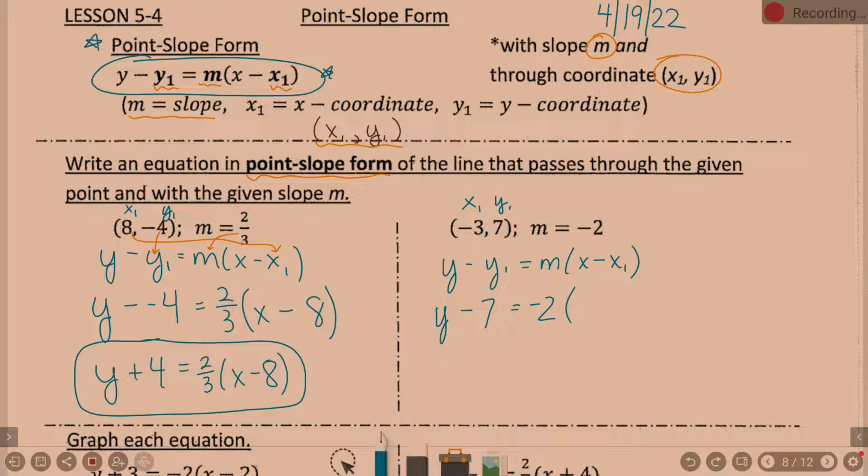What about x minus x1? So x minus -3. There we go. X minus the x1 value, -3. But that's going to become a plus. Clean it up. Really the key is minus negatives become pluses. So this one I'm going to write as y minus 7 equals -2 times x plus 3 in parentheses.